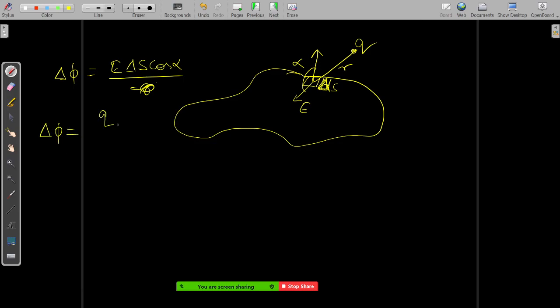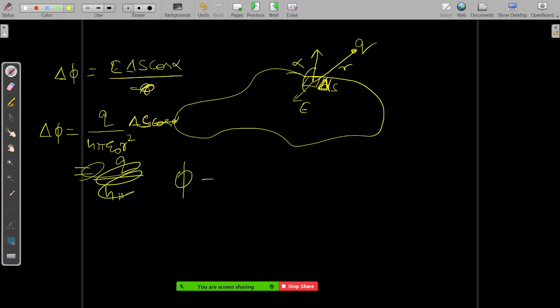E is what? Q by 4 pi epsilon naught r square. Into delta s cos alpha. So if you see this, what does it become? Q by 4 pi epsilon. So if we find the total flux, the total flux will be what? Summation of these things.